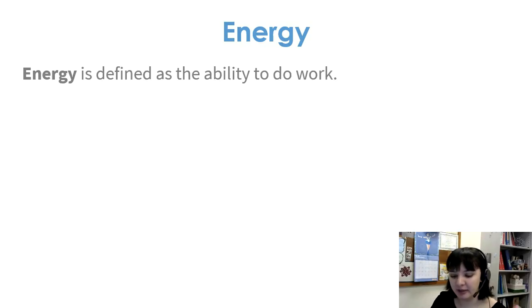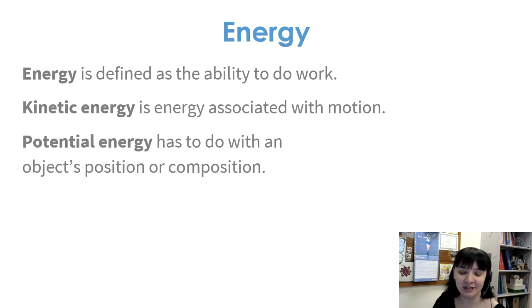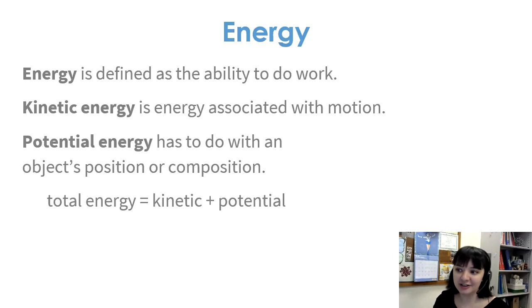But our big classifications of energy include kinetic energy, which is the energy that has to do with motion or movement, and potential energy, which has to do with an object's position or what it's made up of, so its composition. With these two classifications of energy, you can consider an object having a total energy that's just the sum of its kinetic and its potential energies.